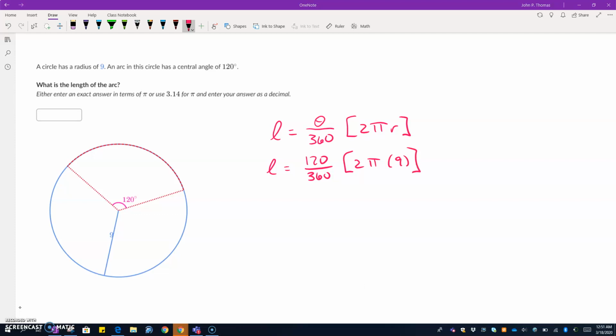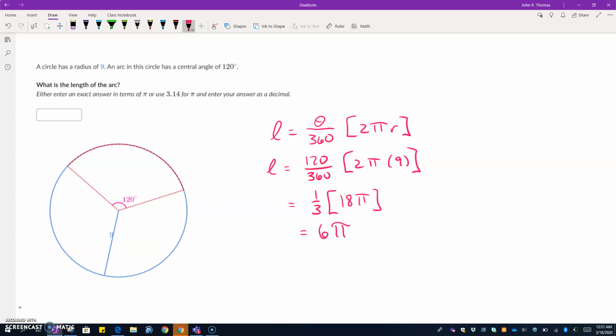Alright, so if I simplify this a little bit, 120 over 360 reduces to 1/3. 2 times 9 is 18. So I have 1/3 times 18 pi. 1/3 times 18 gives me a 6. So I would have 6 pi.